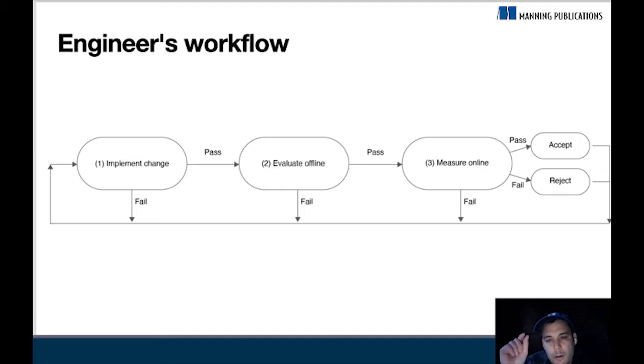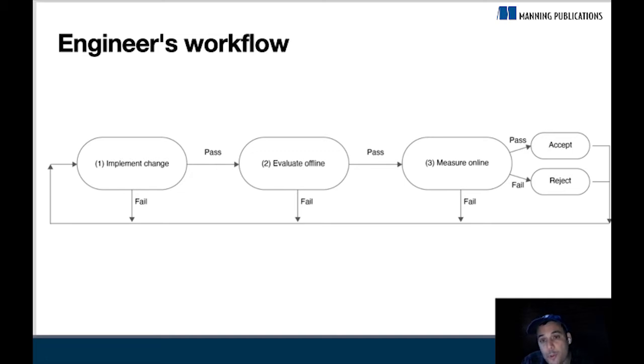Evaluated now, not for bugs, but for indications that it could improve the quality of the system, that it could result in more revenue being generated, or users spending more time on your website, or engaging more with its content, whatever your metric is of quality or of business value. In step two, you evaluate that offline. Why? Because it's cheaper, faster to evaluate offline than it is to go into production.